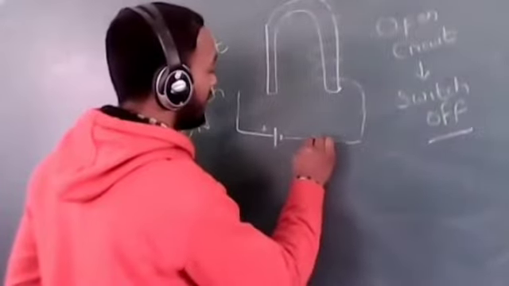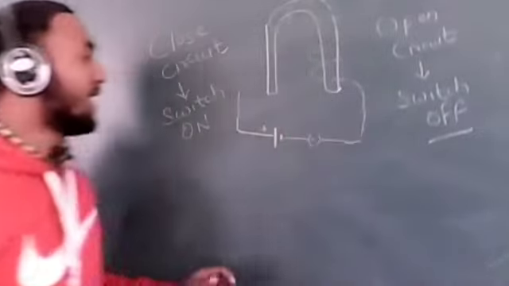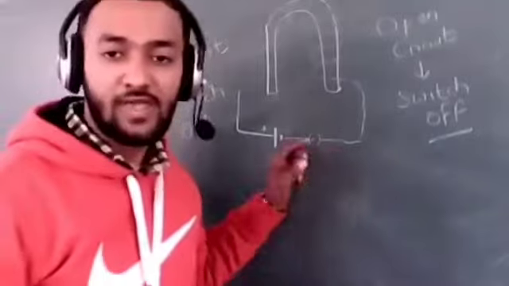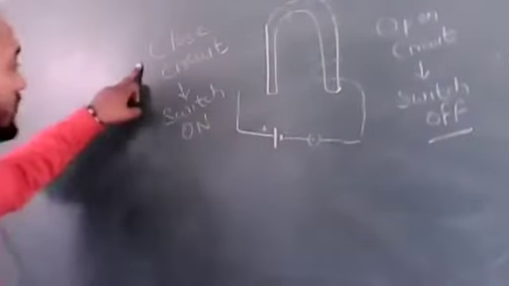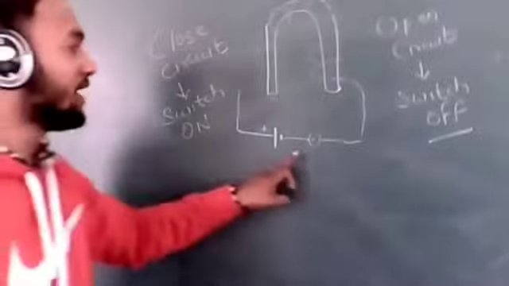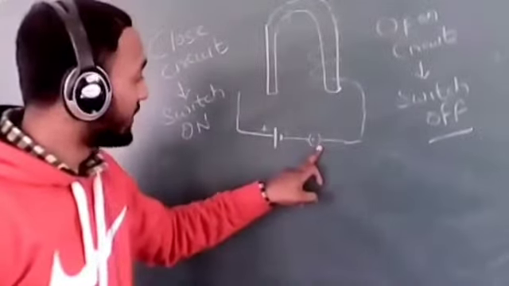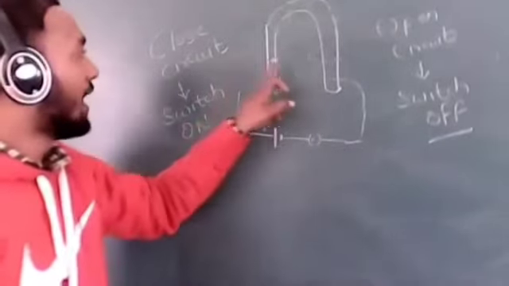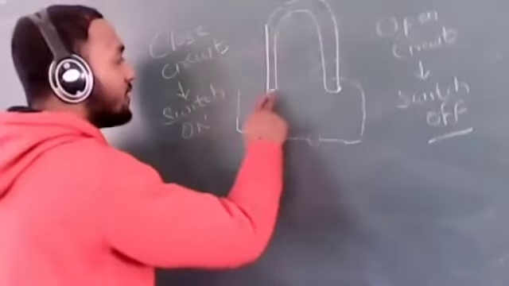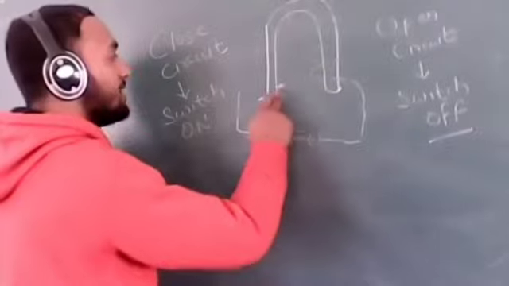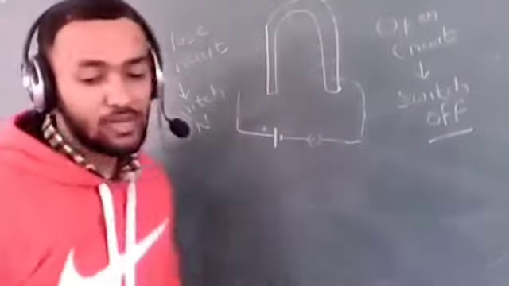Now again we are coming to the point. So what happens as we switch on? Circuit is closed. Closed circuit means switch on condition. As we switch it on, current will flow, and as the current flows through it, this soft iron core will behave like a magnet, and this is called electromagnet. Okay.